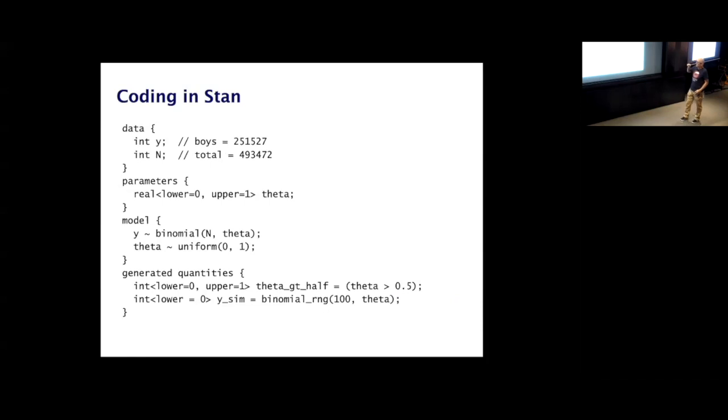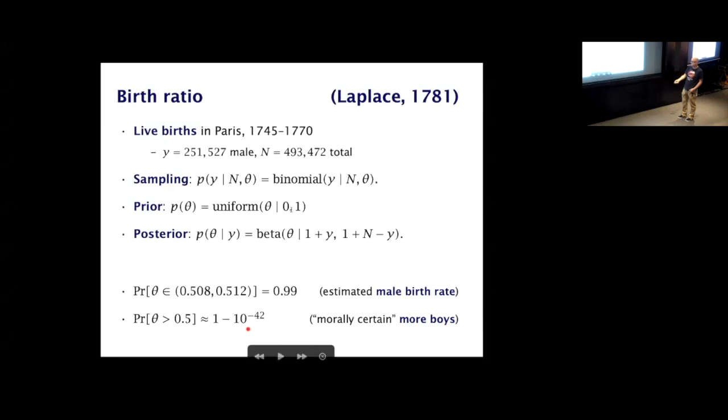Personally, I work on a probabilistic programming language called Stan, and I just wanted to show you what this model would look like coded up in Stan. The way Stan works is you declare your data. Here, we're going to have y for the number of boys, n for the number of total. We have a parameter that's constrained to be between 0 and 1. We have a uniform prior on that parameter, and then a binomial modeling distribution. And then we have indicator functions written down here for theta greater than a half, and simulation.